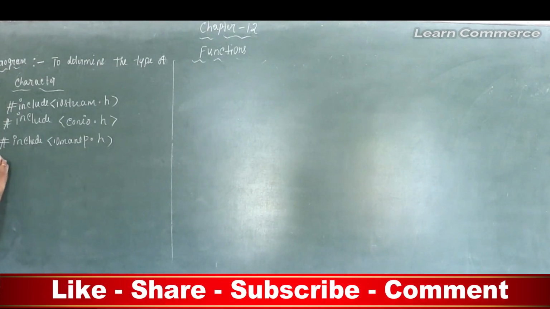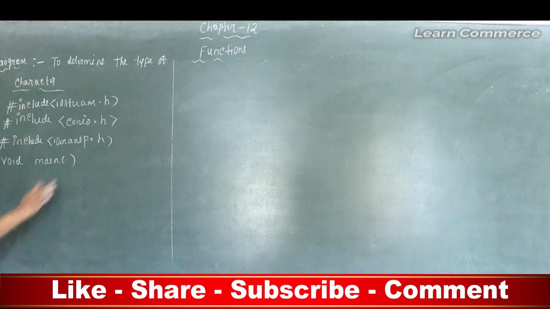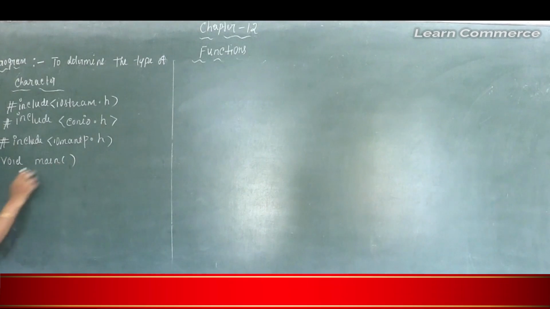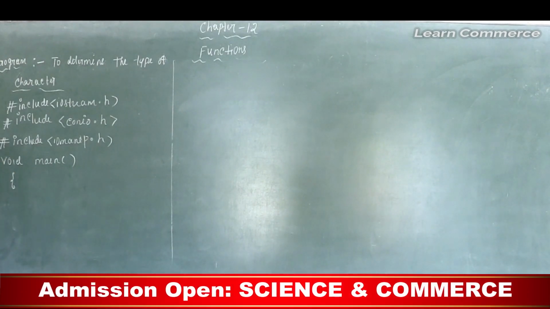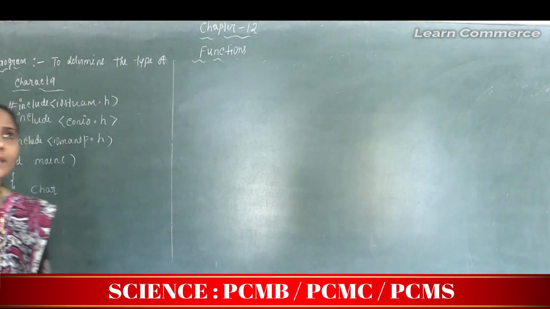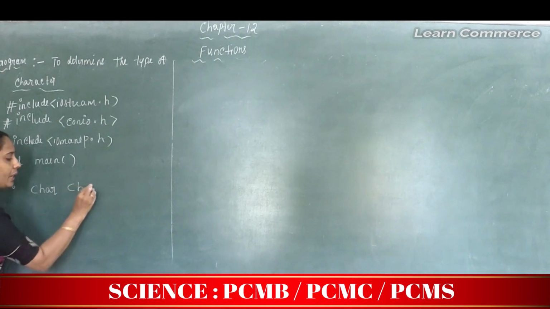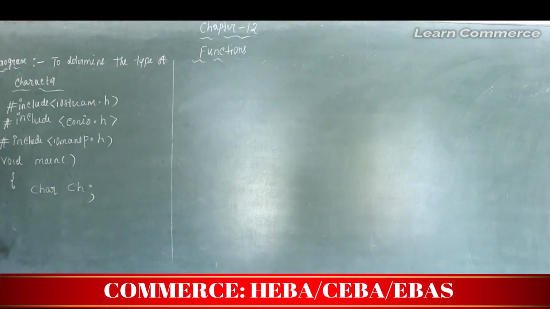And after completing the header files, void main, that means we are going to start the program here, no semicolon as we know. Later, the opening of the curly bracket instructs the compiler that the program is going to start. Next, as this is the program about our character, surely the data type is char. And I'm using the variable name ch.